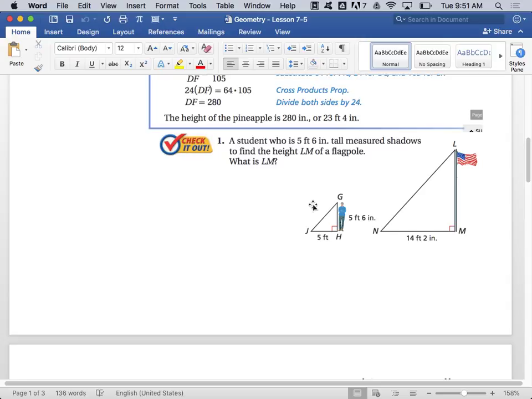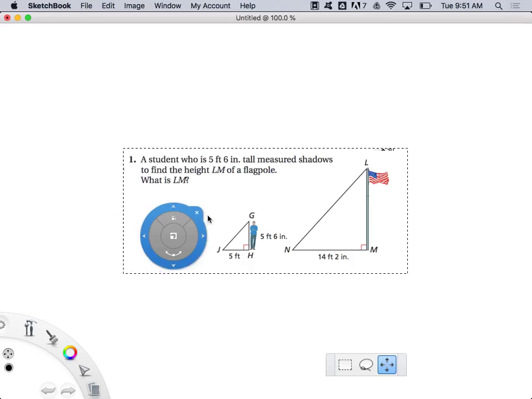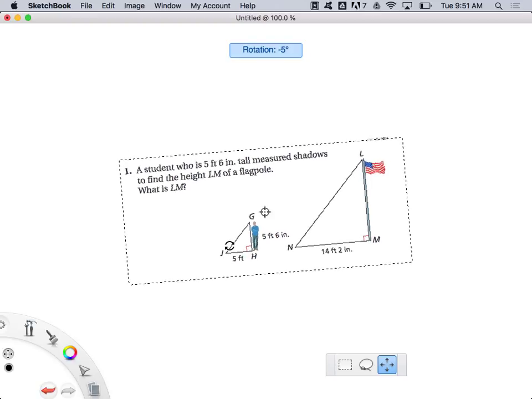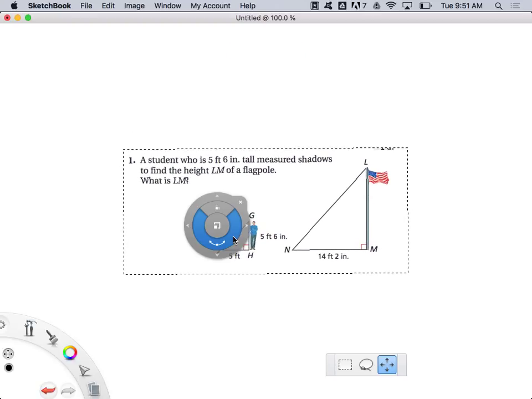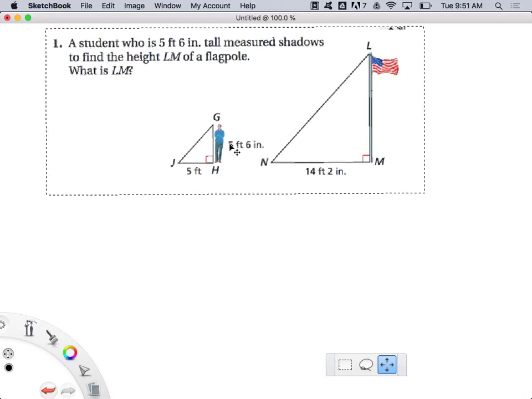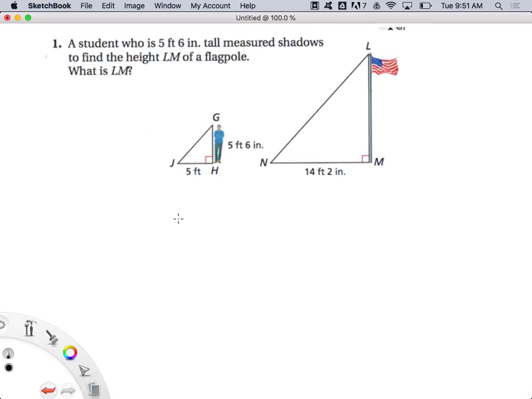Okay. So let's take a look at this. All right, this is where we actually start to use this stuff. Okay? All right, so these two triangles are proportionate. He's 5 feet 6 inches. This is 5 feet, so that's 60 inches in total. That's 66 inches. I have to convert so they're all in the same units. 12 times 14 is 168, plus 2 is 170 inches, and they're trying to find the height.